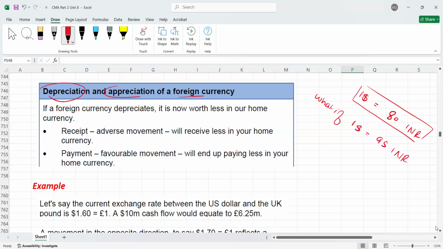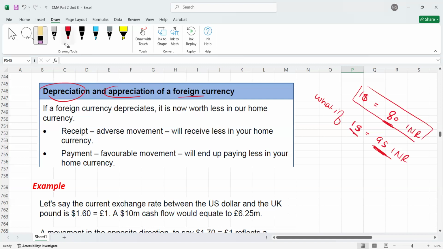In this scenario, if $1 is now equal to 95 Indian rupees, which currency depreciates and which currency appreciates? Here the rupee has depreciated, because previously you were paying 80 rupees to buy $1. Now you are paying 95 rupees to buy $1. So the rupee has depreciated and the dollar has appreciated.